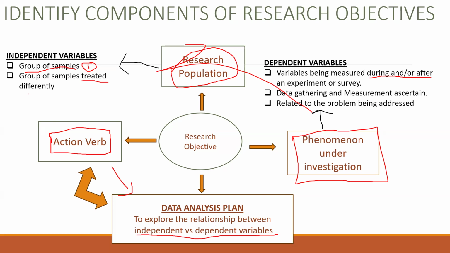So by the time you say you want to explore the relationship, some people will say I want to explore the association. When you say association, there you are referring to regression. Probably we are referring to correlation. So this action verb links to the data analysis plan. So when you say investigate, I want to investigate the variation between, or I want to investigate how heat affects the texture.